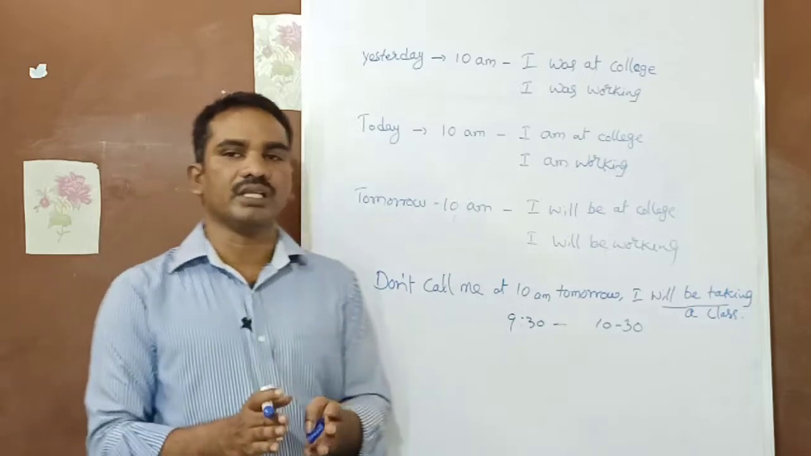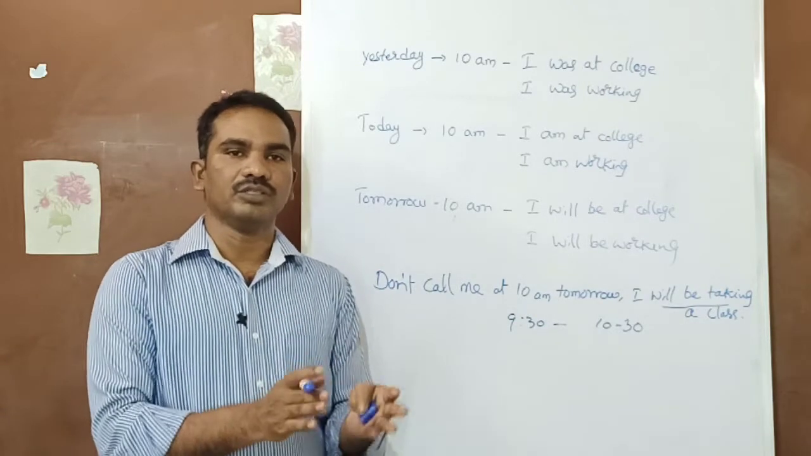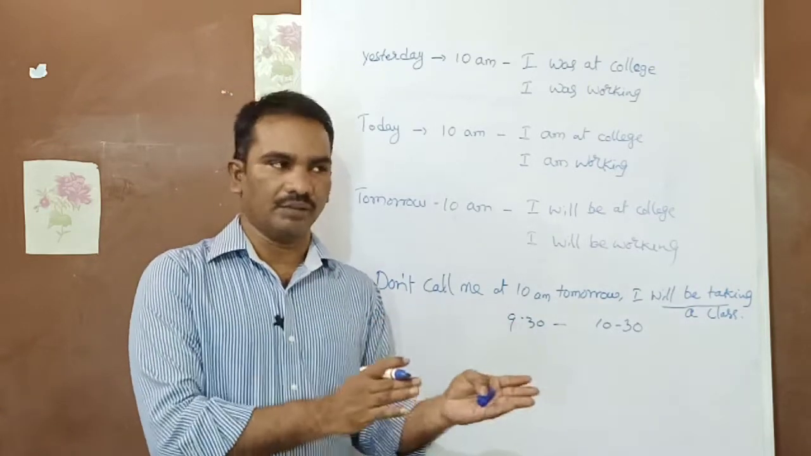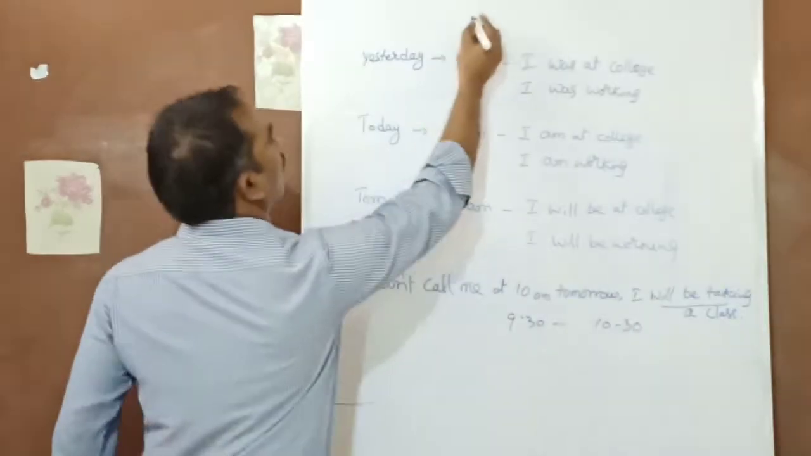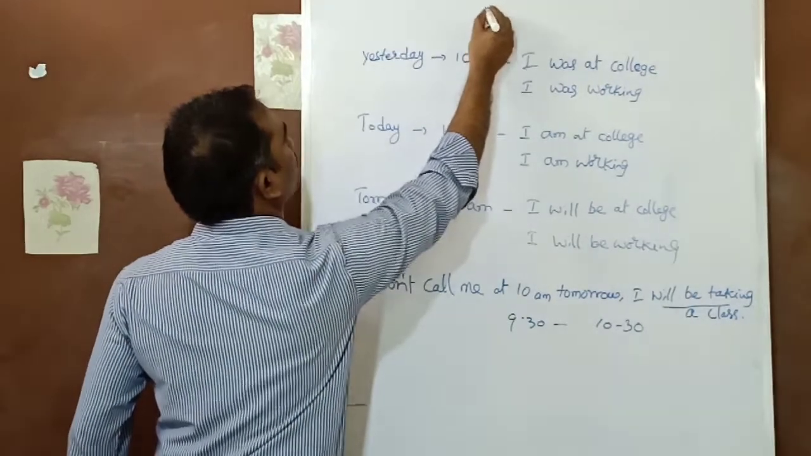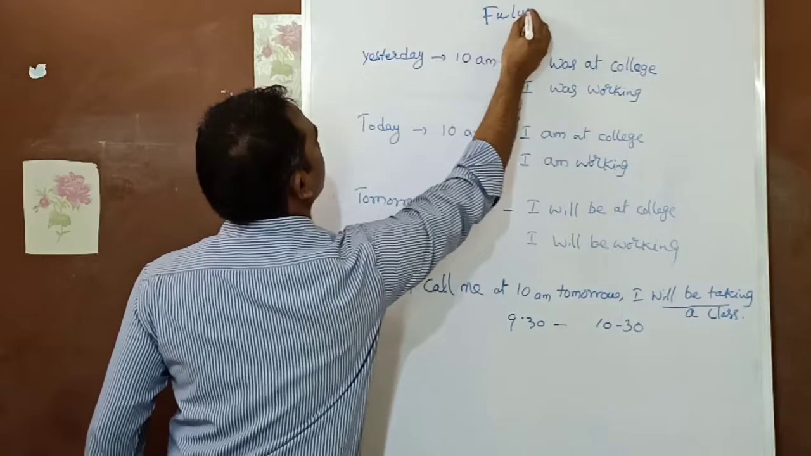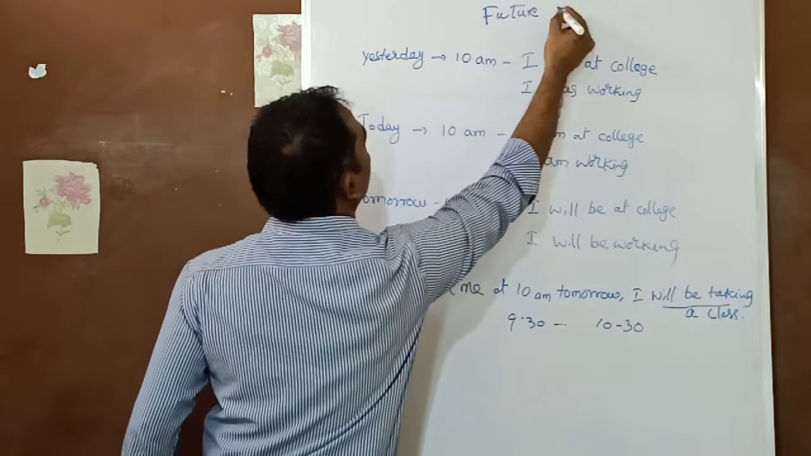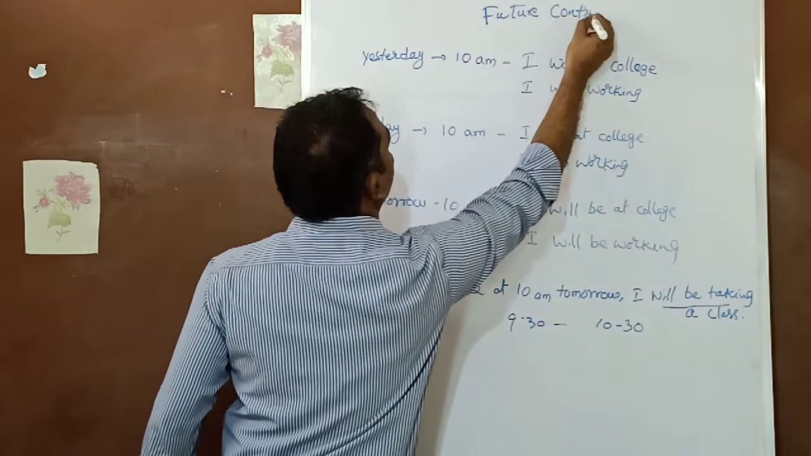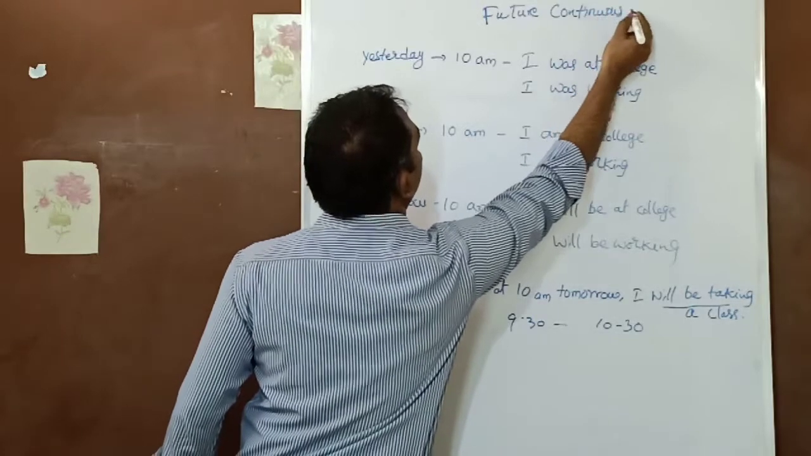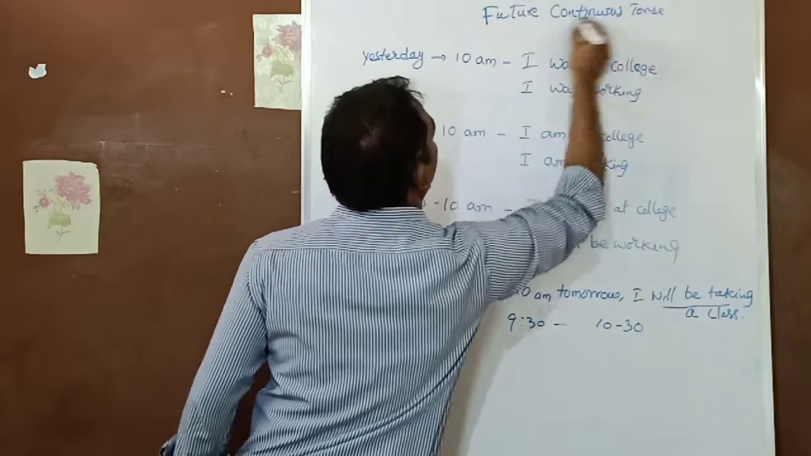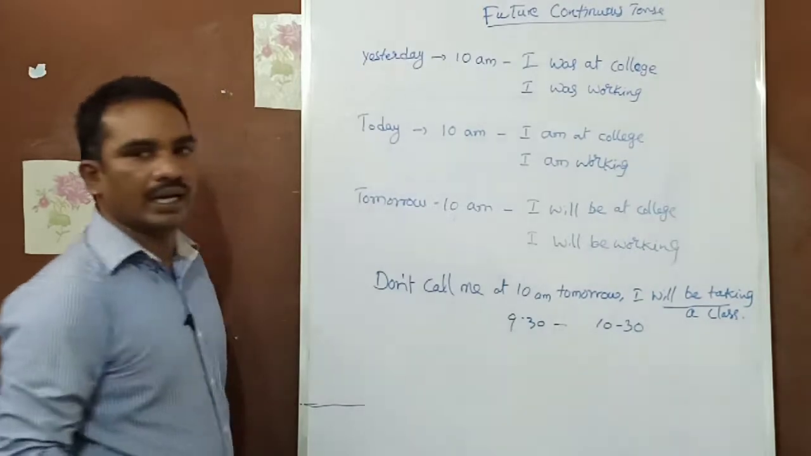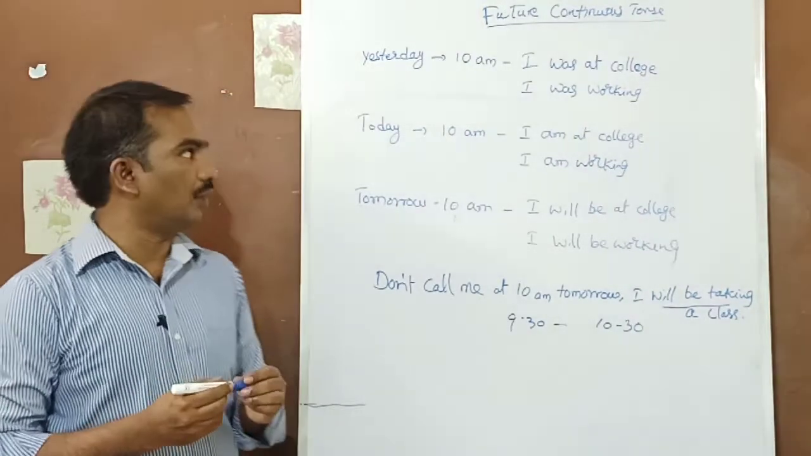If something in the future is going to be in progress for some time, that is called future continuous tense. Right? Let's look at another example.